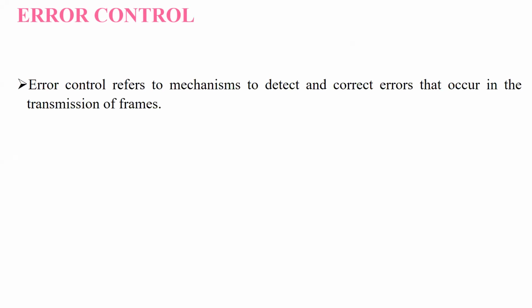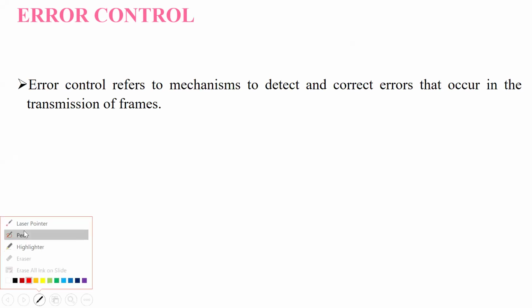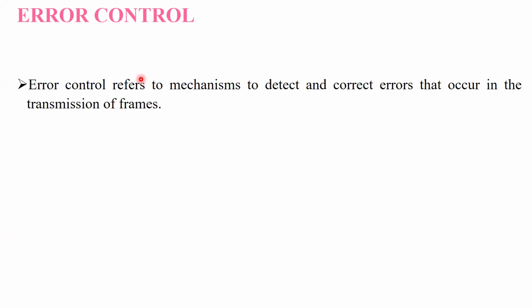So till now we have corrected and detected errors, so we need to control the errors also, whenever they occur. Now we'll see what error controls are. Error control offers mechanisms to detect and correct errors. It refers to mechanisms to detect and correct the errors that occur in the transmission of frames.